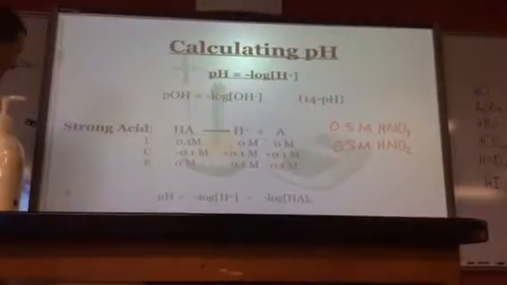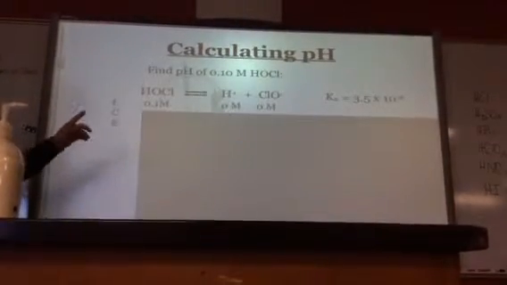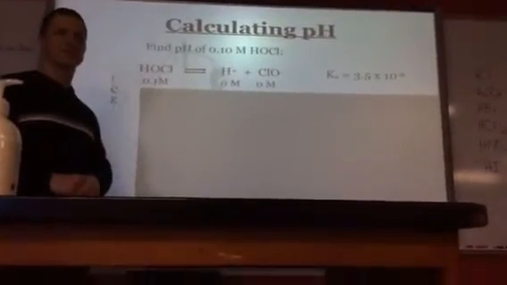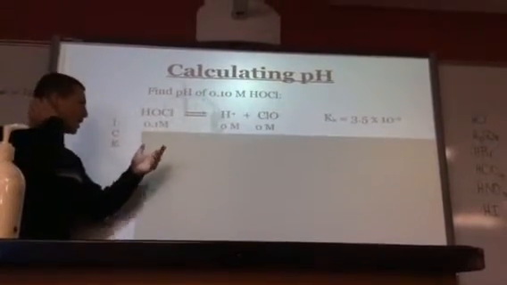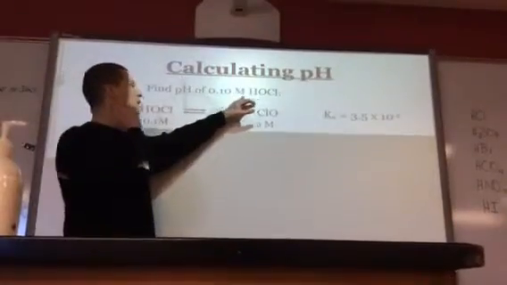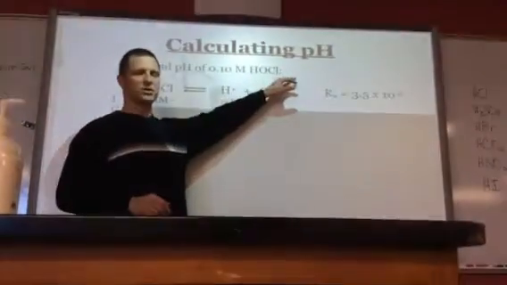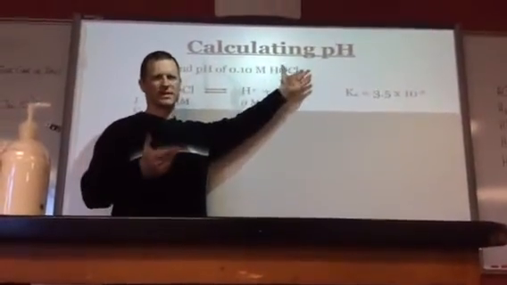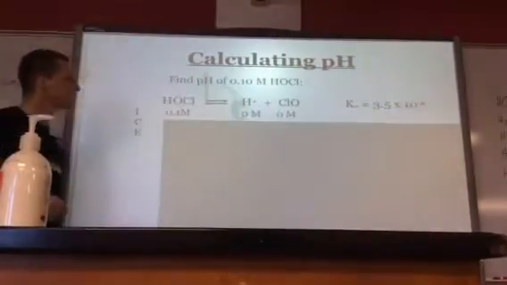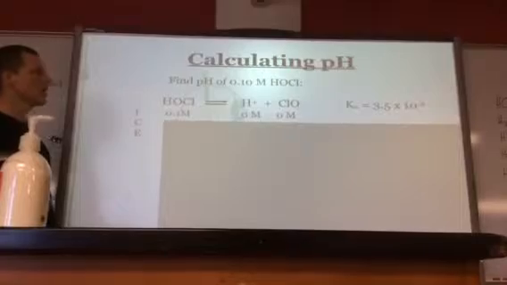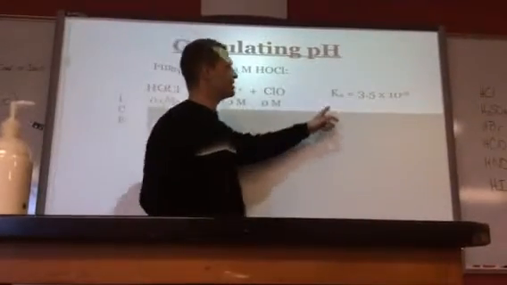So, one last slide. Let's do that for a weak acid. Now I'm giving you up here a 0.1 molar solution of HOCl. It's a weak acid. How do we know it's weak? It's not one of those. So the Ka value is given to us.